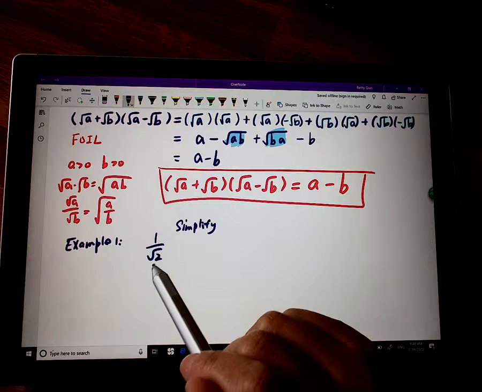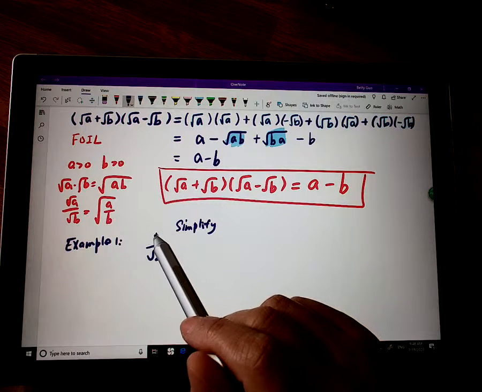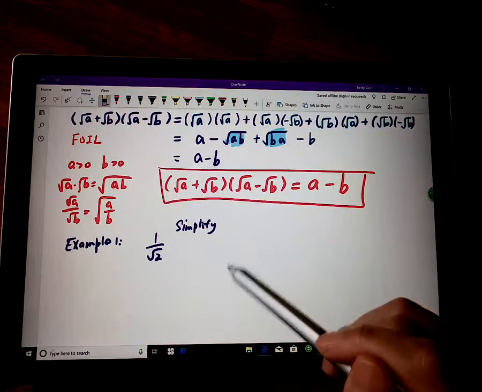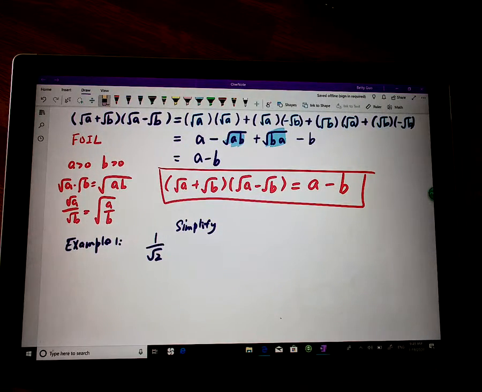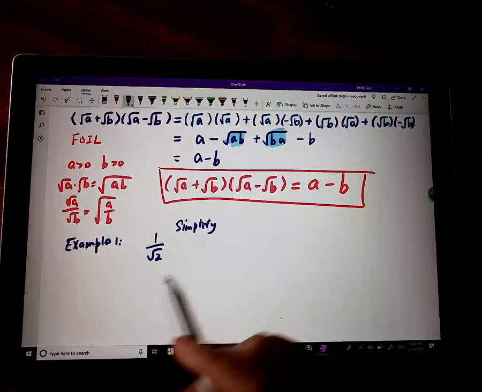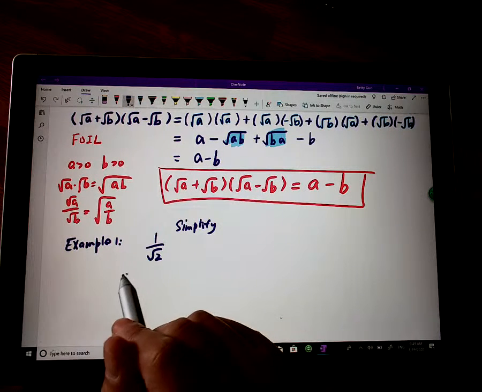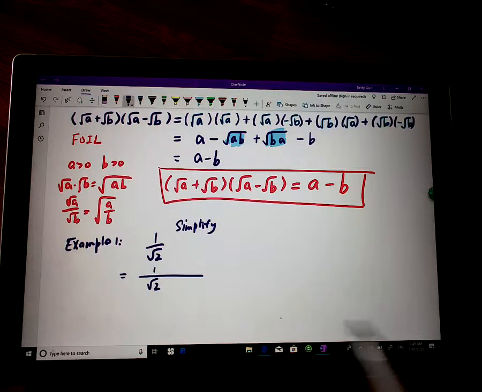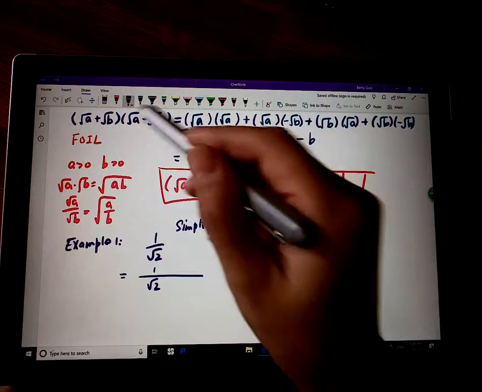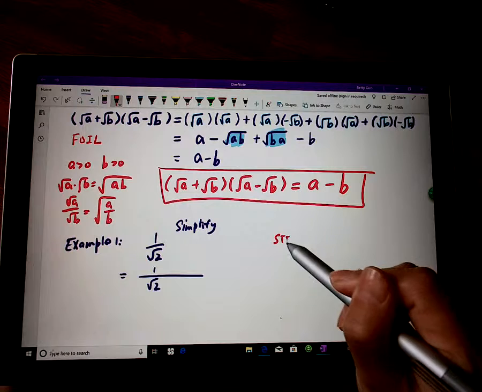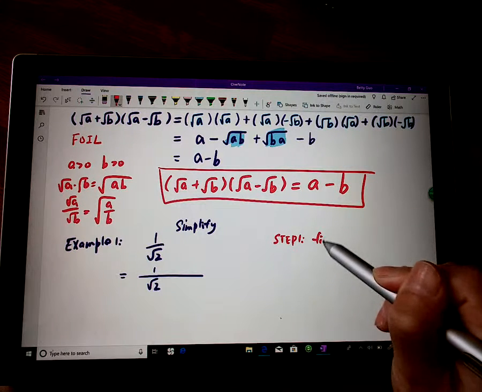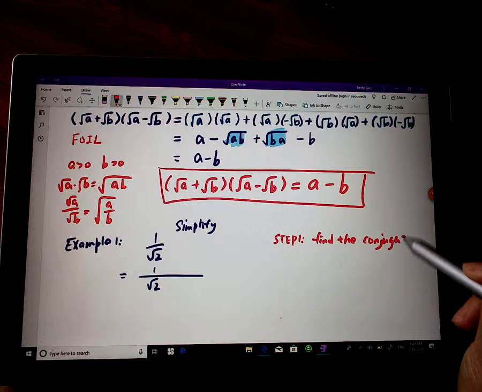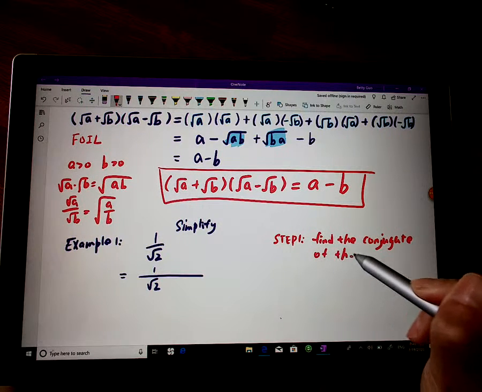You can also see this expression is a division of radicals. The numerator is 1, and 1 can be seen as the square root of 1, right? The denominator is root 2. So that's a division of two radicals. So how do we do that? The first thing we need to do is find the conjugate of the denominator.